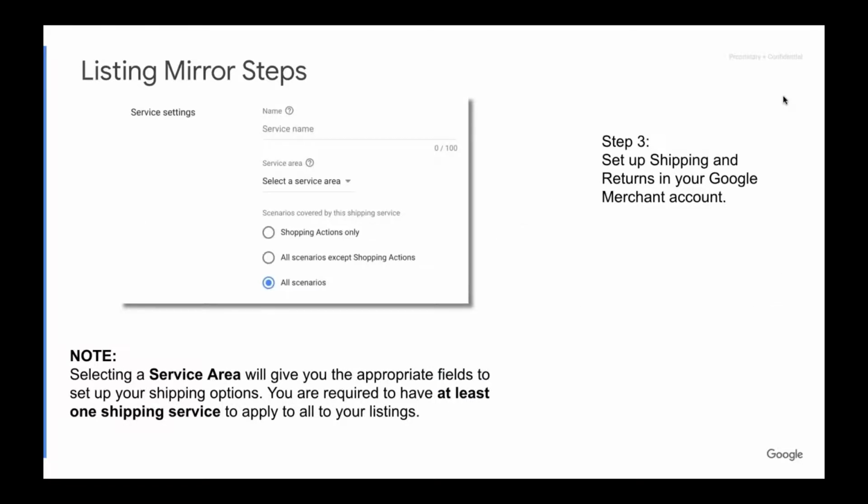The next, oh yeah, and then this is related to it as well. This is making sure that you're selecting a service area in your service settings. When you go to set up the shipping options, you need to have at least one shipping service. I guess I already said this, one shipping service applied that will apply to all of your listings automatically, and then you can go through and select other ones listing by listing.